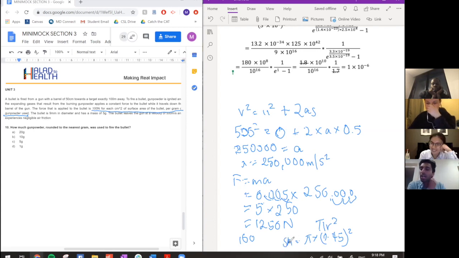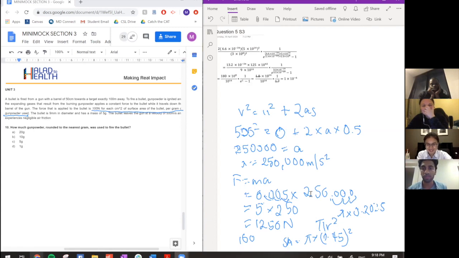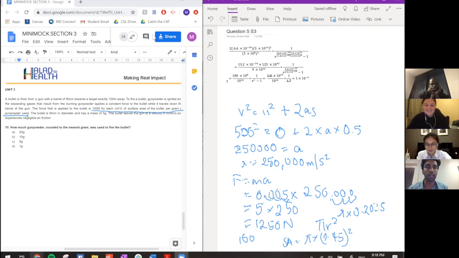So with that in mind, I approximate 0.45 squared as 0.2025. And that's a case of just simple mathematics that you might want to do in your mind. 0.2025 times pi, and pi approximately is 3. So 3 times 0.2025 is approximately 0.6. So then I go, okay, 0.6.